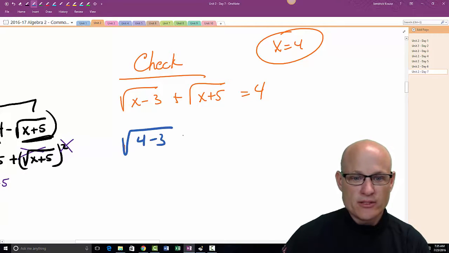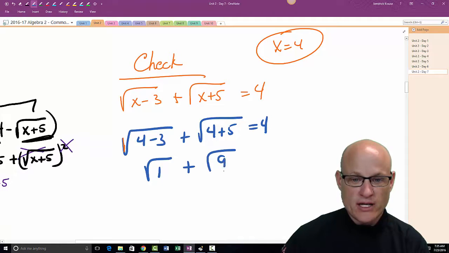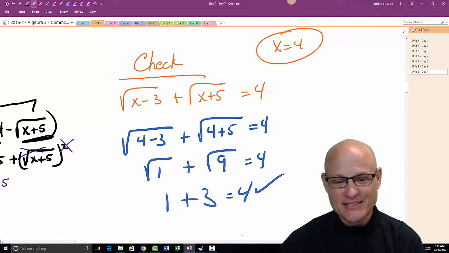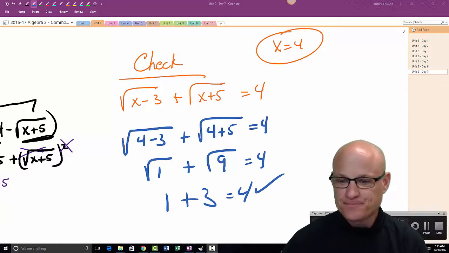4 minus 3 plus the square root of 4 plus 5. Does that equal 4? Well, this is the square root of 1 plus the square root of 9. Does that equal 4? This is 1 plus 3 equals 4. Ka-ching! All right, kids, I'll be right back.